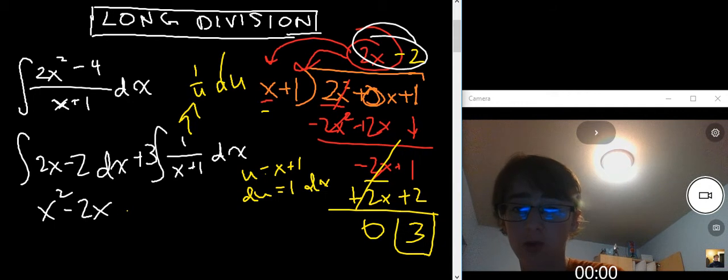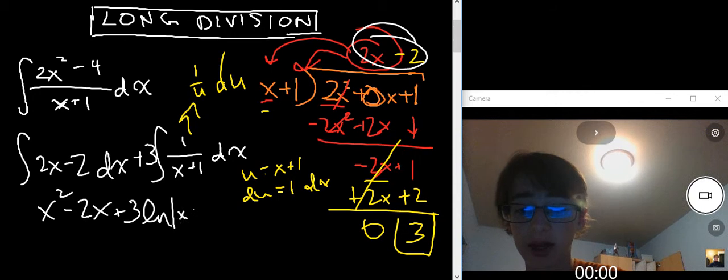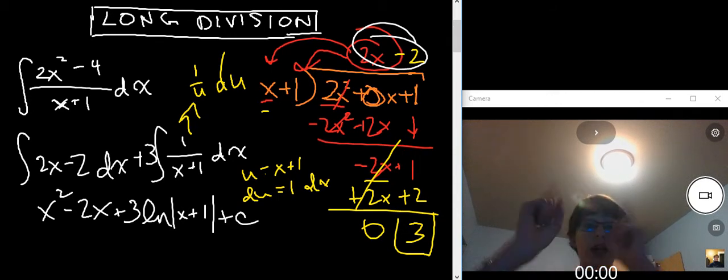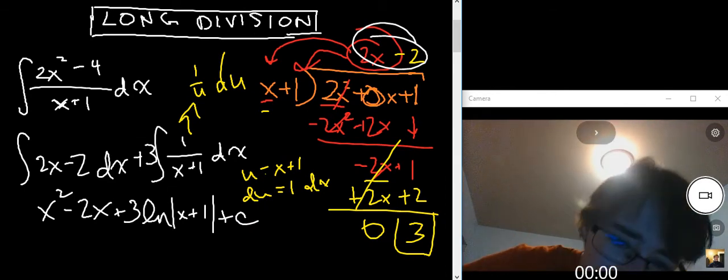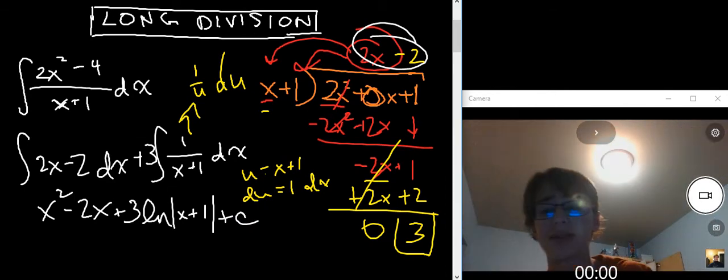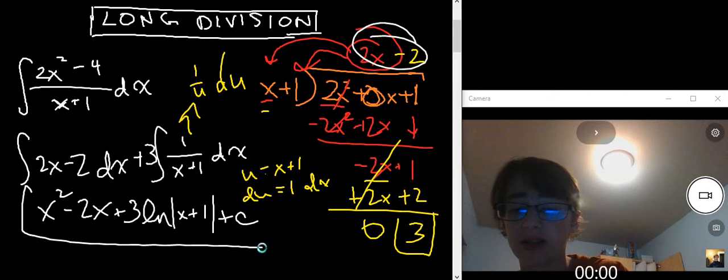So we're going to add to it, I'm going to change to white here, we're going to add to it 3 times the natural log. I'm going to substitute u back in, the natural log of x plus 1, plus c. It's an indefinite integral. Do not forget your plus c, or else you're going to lose points, you guys. Don't forget your plus c. And that is our final answer.